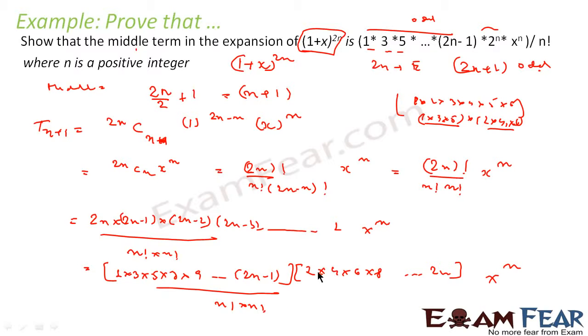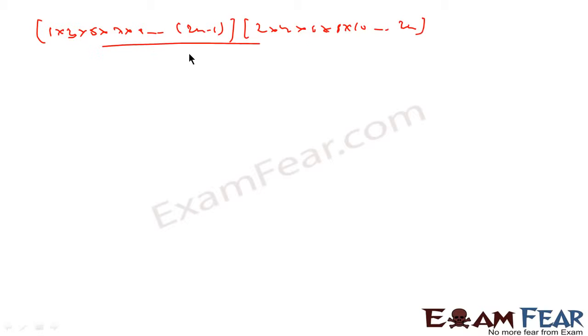So now what we'll do, we'll take 2 common. Everything has 2 common. So now let's go to the screen. What we'll get here is 1 into 3 into 5 into 7 into 9 till 2n minus 1. And here we have 2, 4, 6. I'm writing everything the same, whatever was there in the last screen. I'm not making any changes here because it's a new page altogether. This was the thing, x to the power n.